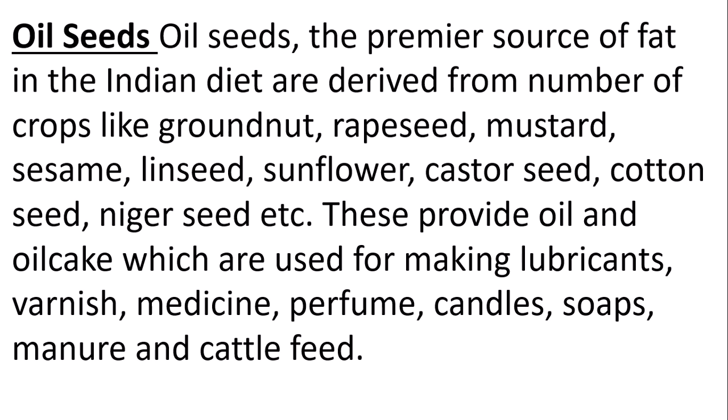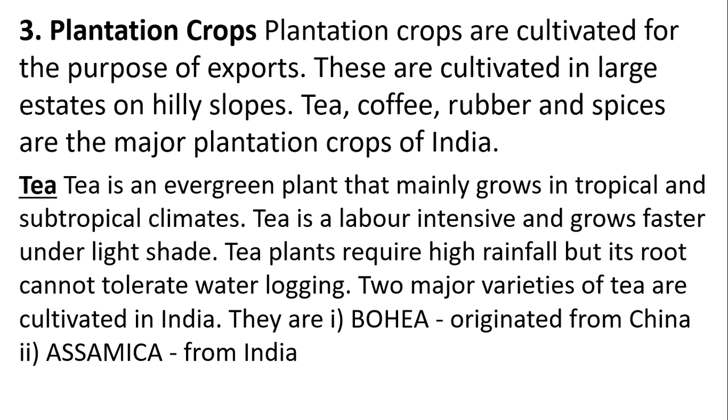Next we shall learn about plantation crops. In plantation crops we see tea, coffee and rubber. First of all, tea. Tea is labor intensive and grows faster under light shade. It is also a perennial crop.